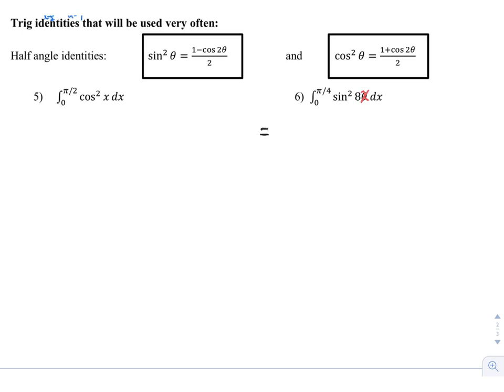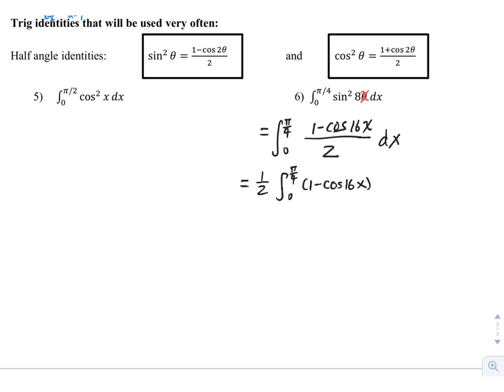So applying the half angle identity here, it's going to be 1 minus cosine. According to this half angle identity, when this is theta, this is going to be 2 theta. We have to double it, so 16x in this case, dx. The denominator 1/2 is constant. Let's put it out, and then we are left with 1 minus cosine 16x dx.